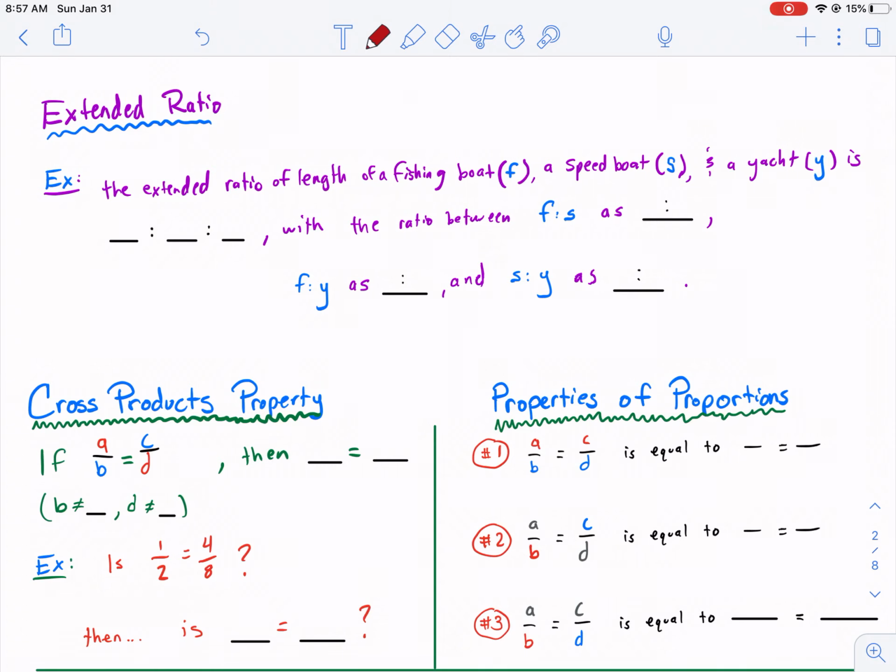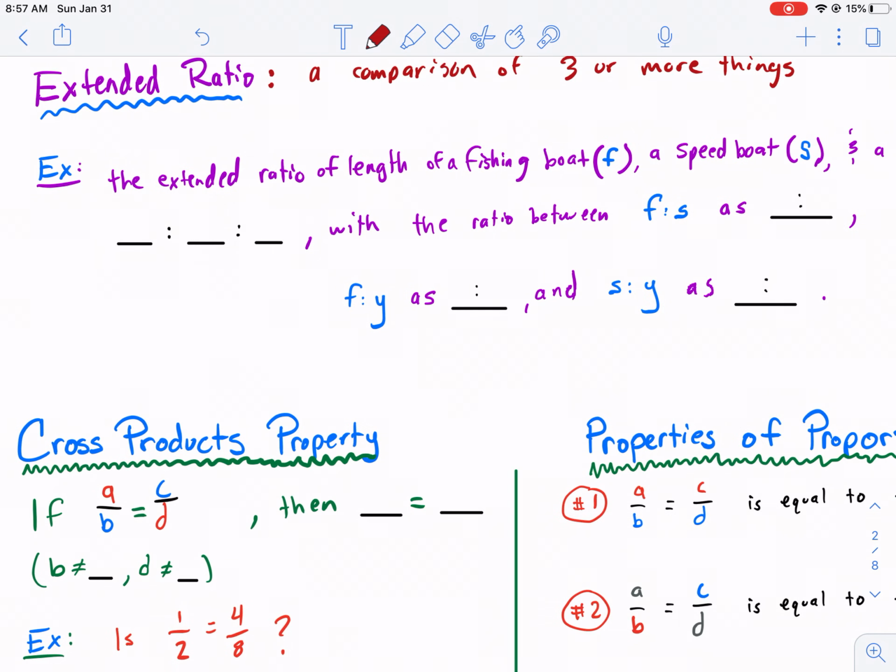We're talking about extended ratios in this part 2 video. What is an extended ratio? It's simply a comparison of three or more things. And things is pretty specific, but we'll get a sense of what we're talking about in this example.